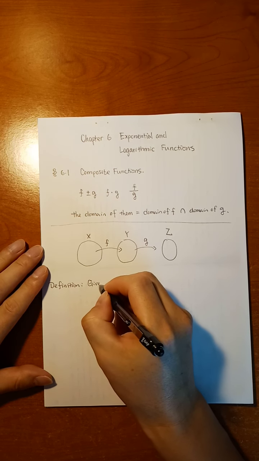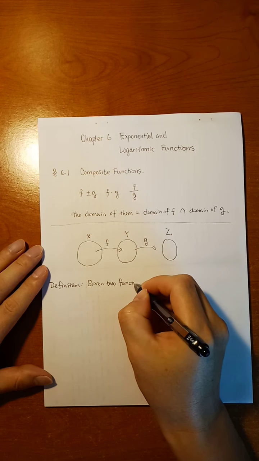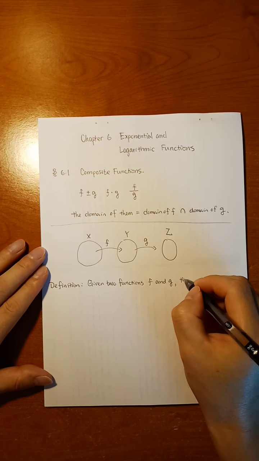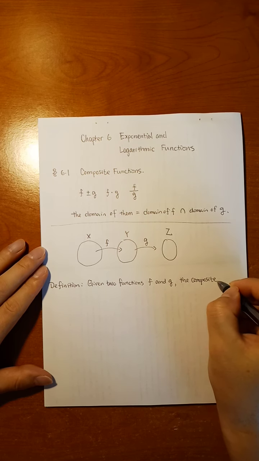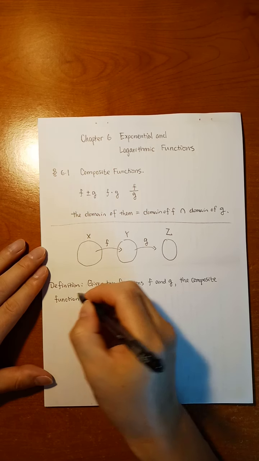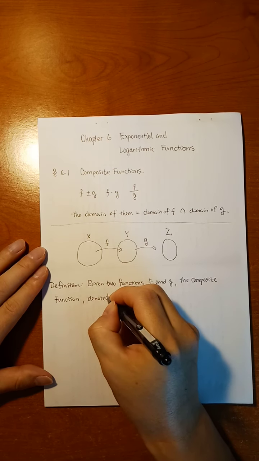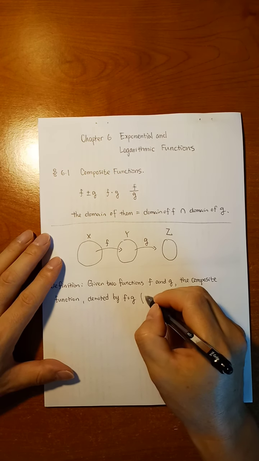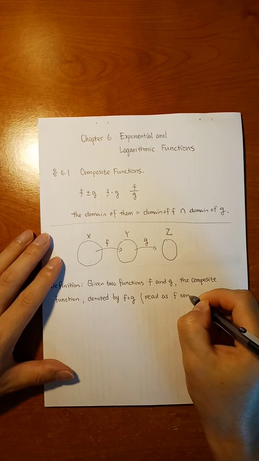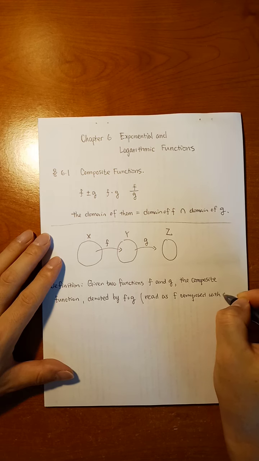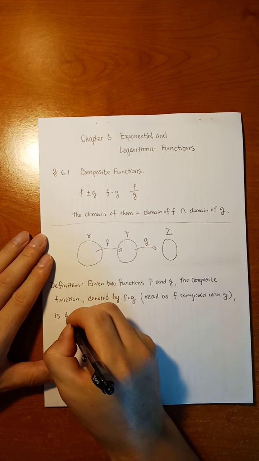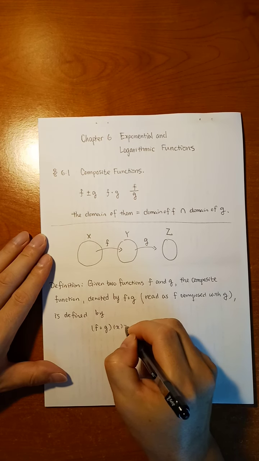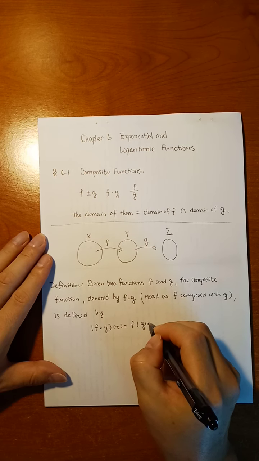Okay, so let's see the definition. Given two functions, f and g, the composite function denoted by f circle g, read as f composed with g, is defined by f composed with g of x is equal to f of g of x.